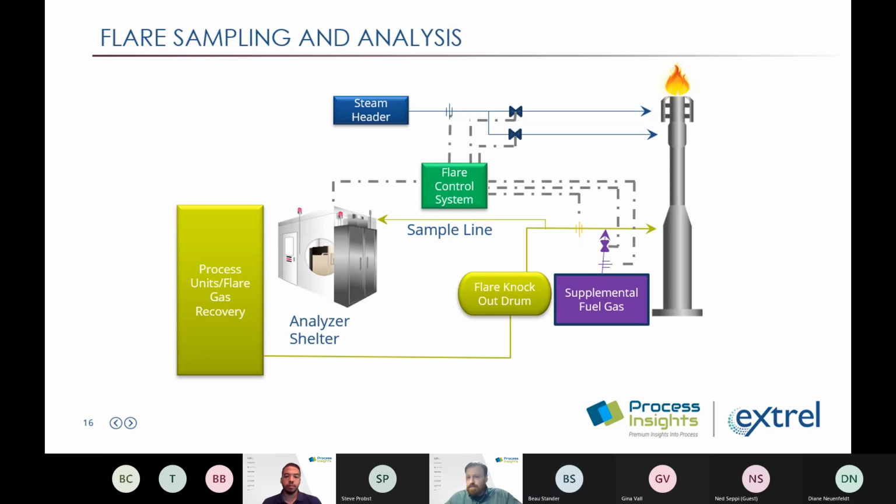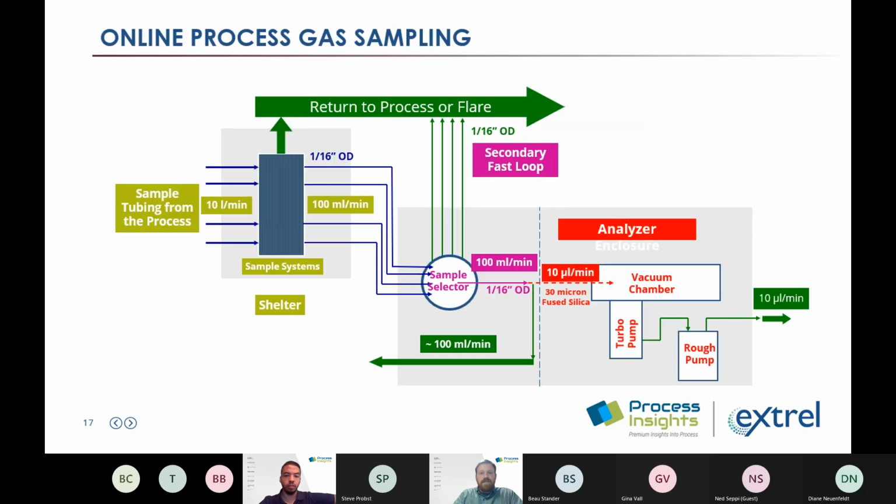The mass spec itself can measure those steam concentrations. It's not a problem for the mass spec to analyze steam, but we do want to make sure it doesn't condense in your sample lines. So heated sample lines. And then after analysis, the mass spec has to be sending data out into the flare control system that I mentioned, that then allows it to make the corrections that it has to make. Okay, so let's talk about how the mass spec incorporates into this setup.